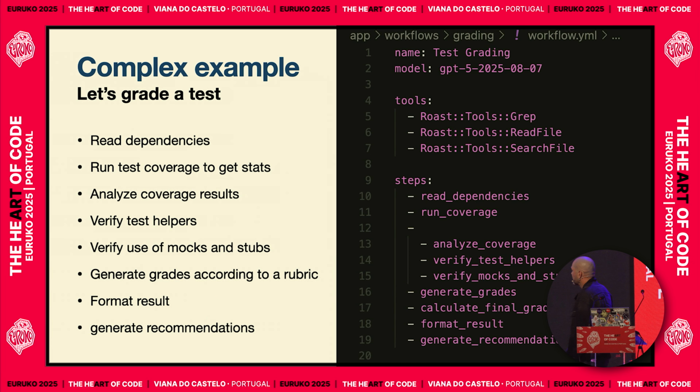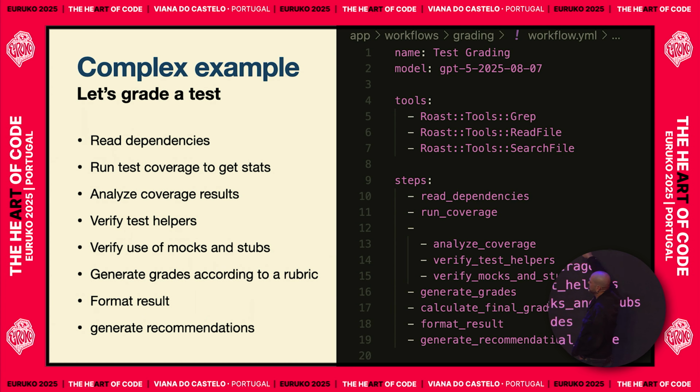So in this workflow, and I don't think I have a pointer, do I? Yes, maybe I do. No, that's it. I'll just point at it. So in this example, we're going to read dependencies, then we're going to run coverage, and then the fact that this array is nested means that these will run in parallel.